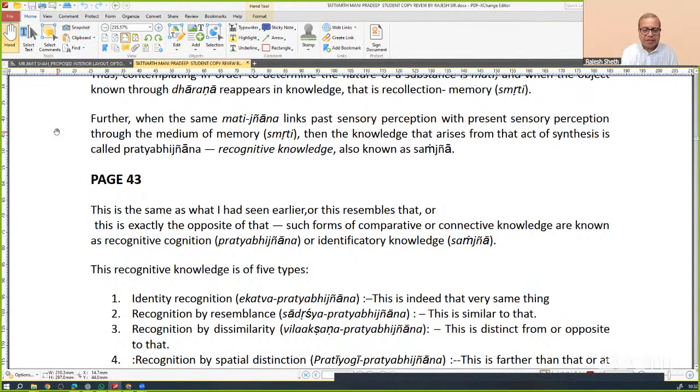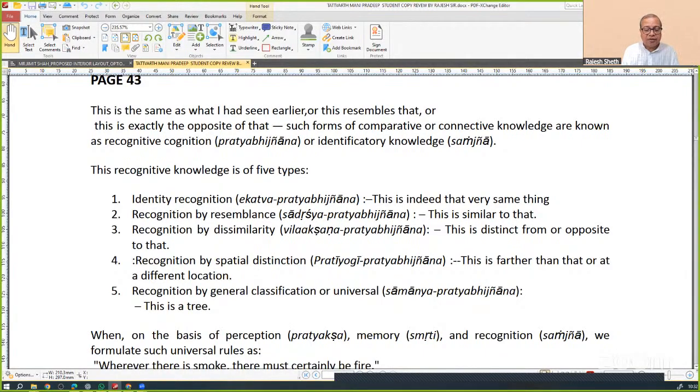Page number 43. This is the same as that I have seen earlier, or this resembles that, or this is exactly the opposite of that. So I had seen earlier is number 1, resembles that is number 2, exactly opposite to that is number 3, and the fourth would be comparative. Comparative or connective knowledge is known as recognitive cognition or identificatory knowledge. So we will use one word, recognitive knowledge. Cognition is knowledge only. Sometimes they write cognition, but we will use the word knowledge everywhere. Wherever you find cognition, you write knowledge. So this recognitive knowledge is of 5 types.